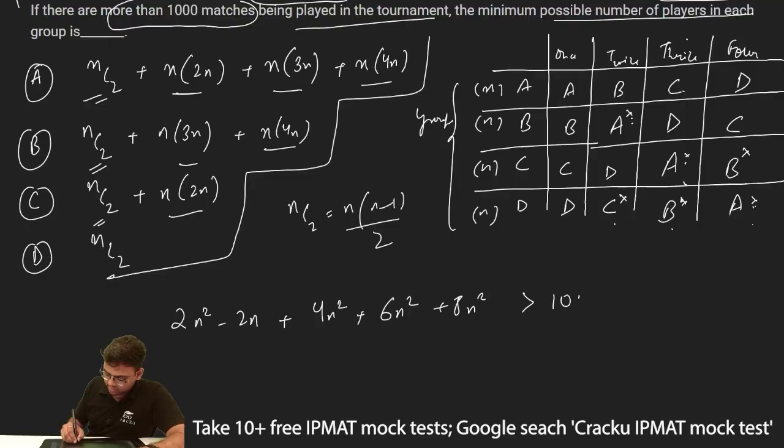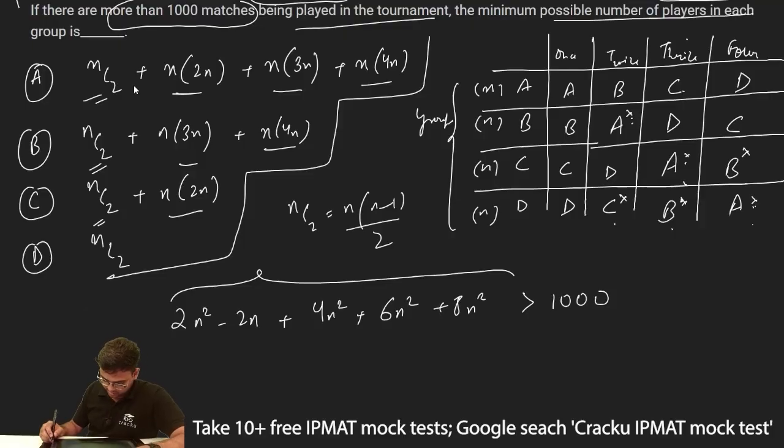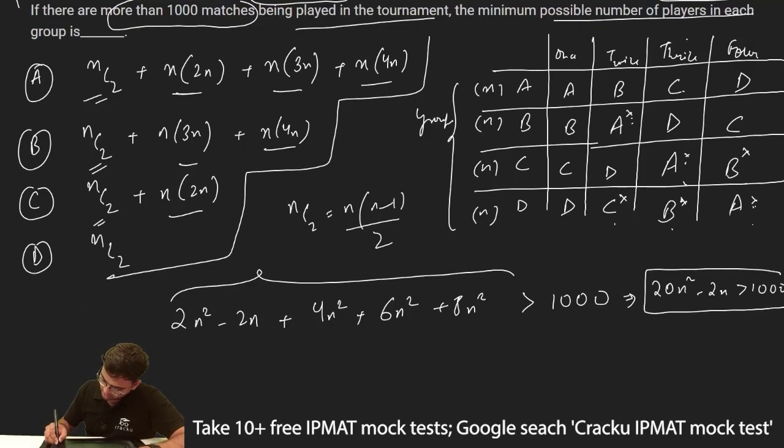This should be greater than 1000 because this is the total number of matches being played in the tournament. Thus I can say 4 plus 6 is 10, plus 6 is 12, plus 8, 20n square. So 20n square minus 2n should be greater than 1000. Now how to find the answer for this? You just have to do hit and trial.